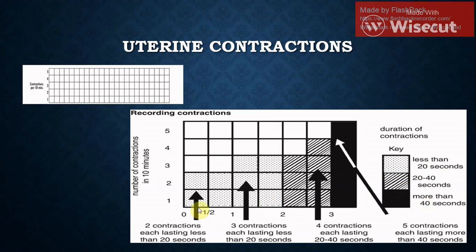As we can see here, you can see 2 mild contractions lasting less than 20 seconds represented with 2 dotted boxes. Here we have 3 mild contractions lasting less than 20 seconds represented by 3 dotted boxes. Here we have 4 moderate contractions lasting for 20 to 40 seconds represented by partially shaded boxes. Then here we see 5 boxes represented with completely shaded boxes, representing stronger or intense contractions lasting more than 40 seconds.